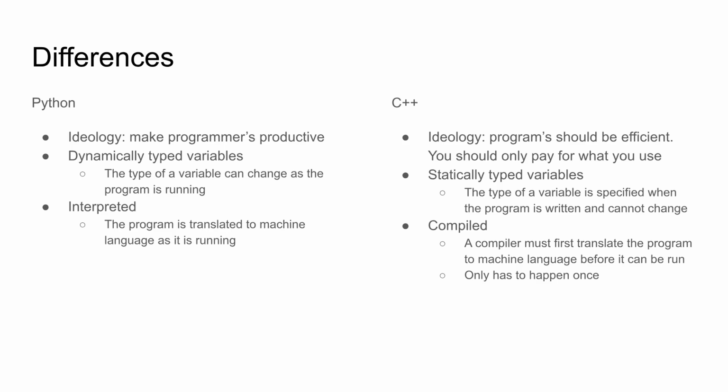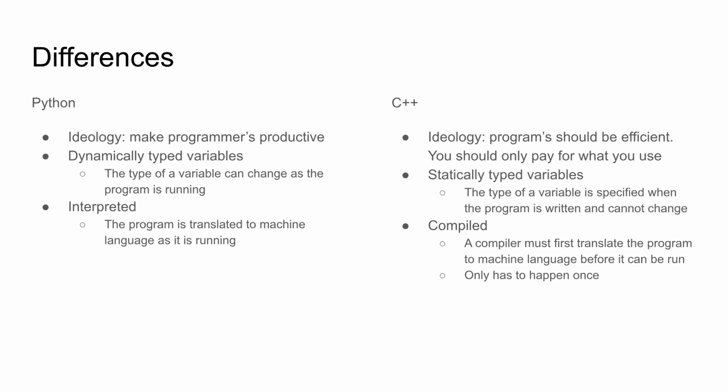Python also has dynamically typed variables, which means the type of a variable is determined as the program is running. This also allows the type of a variable to change as it's running, right? X could be storing an integer, then it could store a string, then it could store a double, then it can store your own custom type, right? It can change as the program runs.